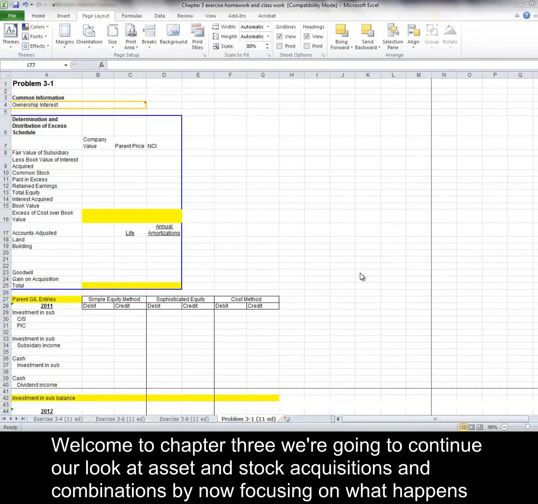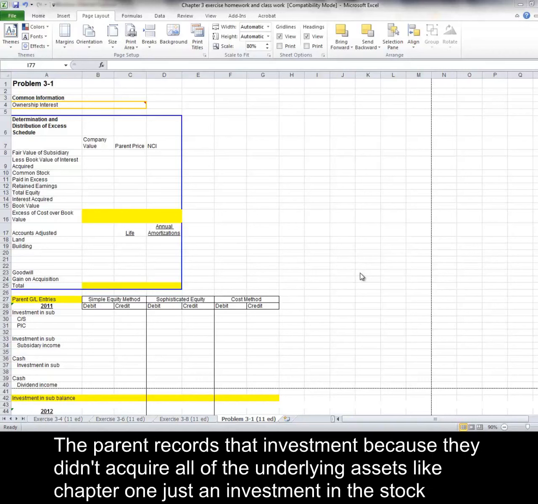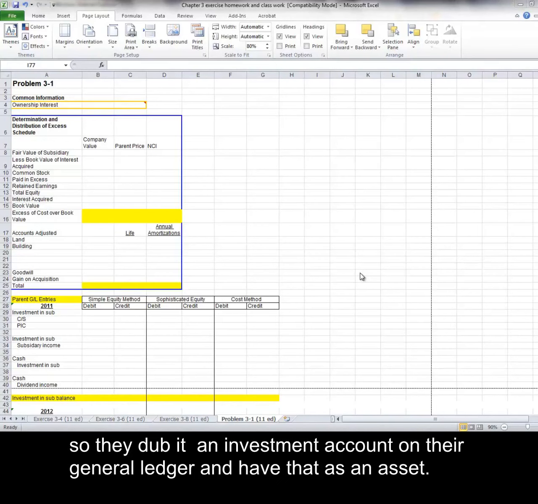Welcome to Chapter 3. We're going to continue our look at asset and stock acquisitions and combinations by now focusing on what happens on the parent's books when it's a stock acquisition and we have an investment account. The parent records that investment because they didn't acquire all of the underlying assets like Chapter 1, just an investment in the stock. So they debit an investment account on their general ledger and have that as an asset.